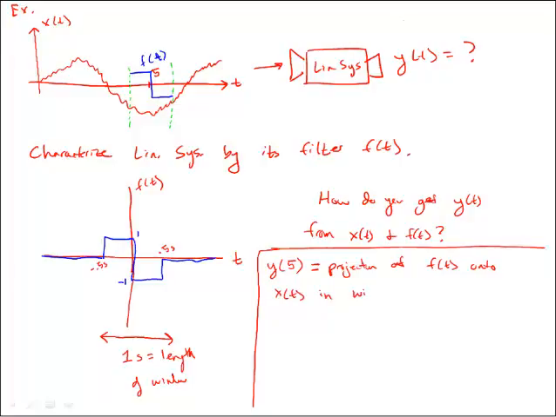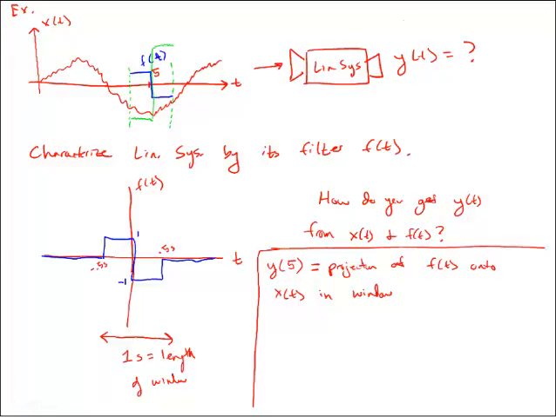x of t in that window. So how do we figure out the projection of f of t onto x of t? Well, simple. We multiply f of t by x of t in that window, and then we take the integral. So what do we have here? X of t is negative, f of t is positive, so that value will be something maybe over here. And in the second half, x of t is negative and f of t is negative. So we'll switch up here and do something positive.